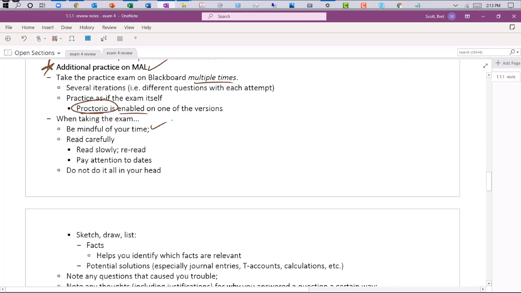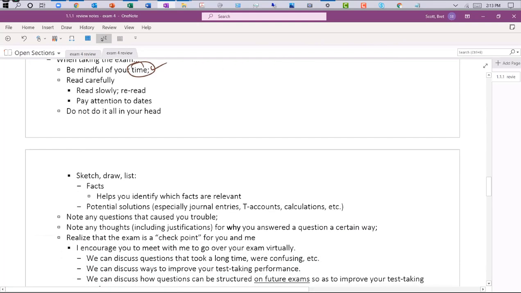I think the only thing that really is a time suck on this particular exam is going through a depreciation calculation, especially for a double declining balance method, which we'll talk about here in a little bit.